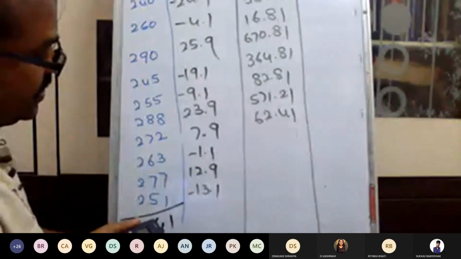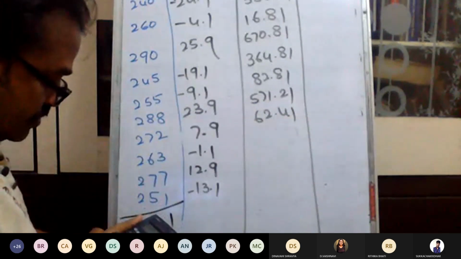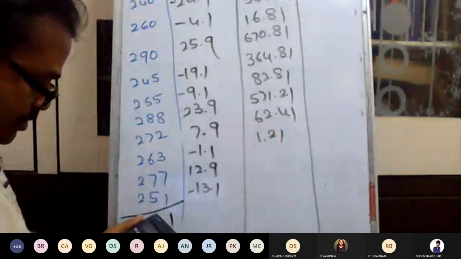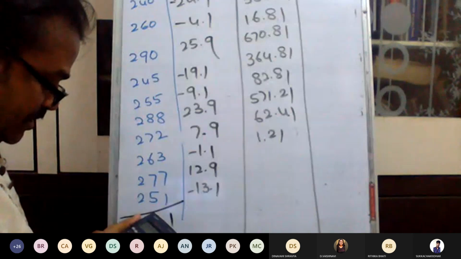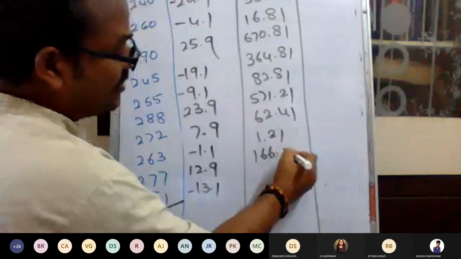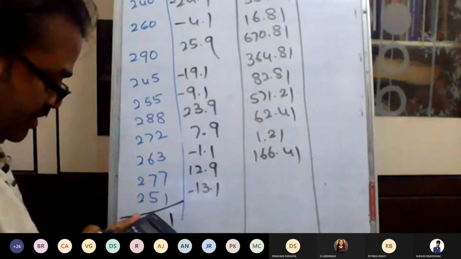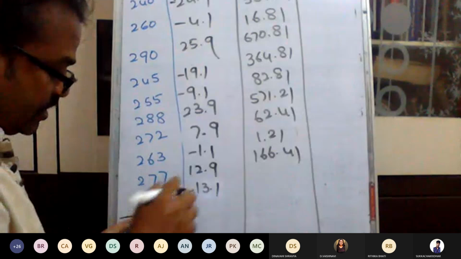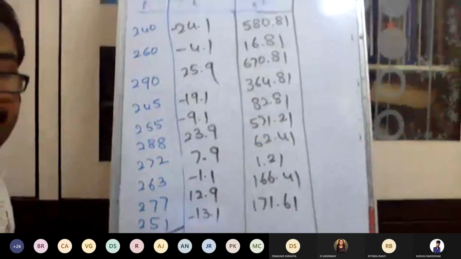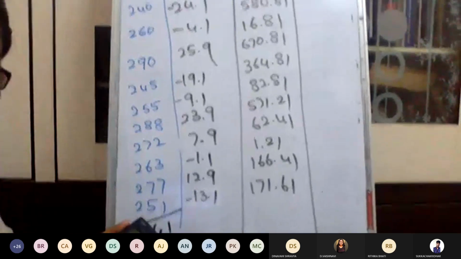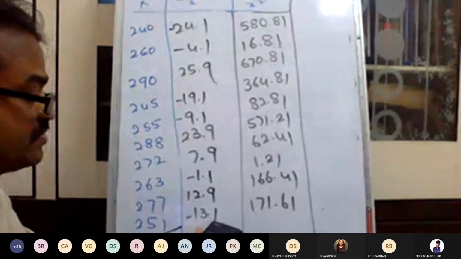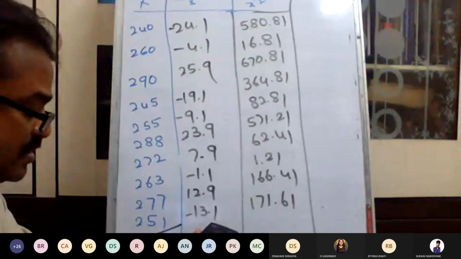1.1 into 1.1, 1.21. 12.9 into 12.9 equal to 166.41. 13.1 into 13.1 equal to 171.61. So are these correct or wrong? Please check. Correct. Full visibility, okay? All values? Yes, sir. So what is the sum?